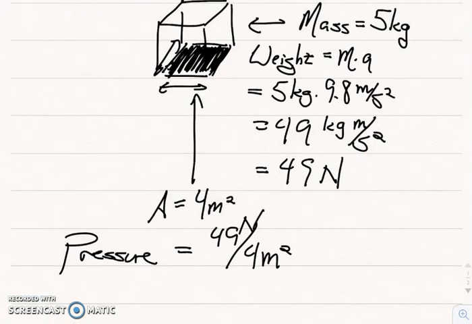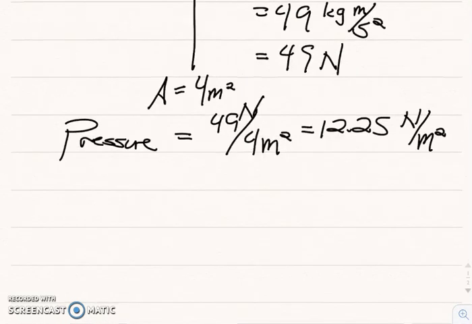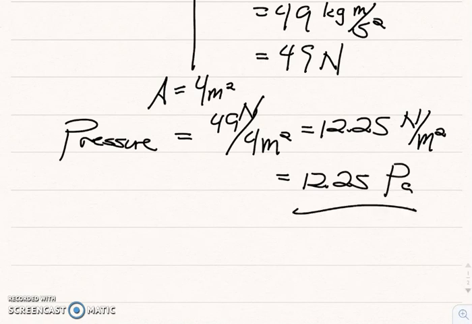That's 49 newtons over 4 meters squared. This gives us 12.25, and the units here would be newtons per meter squared. This unit, a newton per meter squared, is used so frequently in applications that it's given another name. 1 newton per meter squared is called a pascal, so we could just say that the pressure exerted by this mass on this region is 12.25 pascals, or Pa for short.